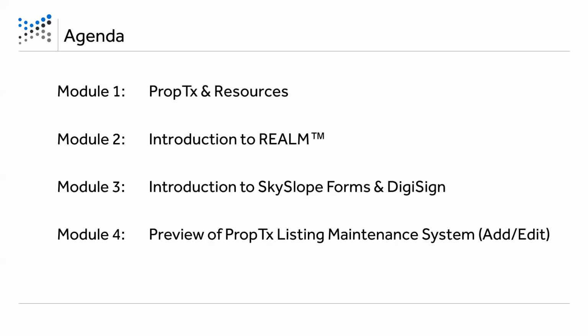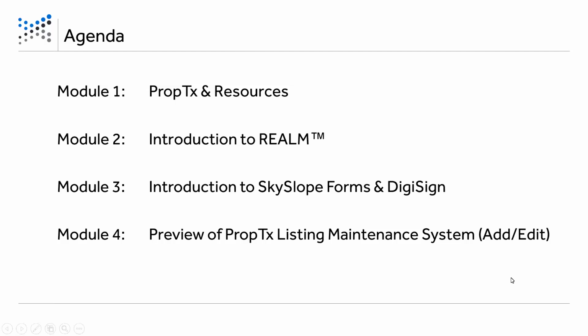SkySlope Forms is a digital forms provider, very similar to web forms. You'll continue to have access to web forms, but SkySlope is very popular amongst a lot of brokerages. Many brokerages are using SkySlope for their back-end brokerage management system. And so having the ability to integrate your front and back office just makes sense. So SkySlope Forms and their eSignature platform, DigiSign, is something that's included in the PropTx tools, and you'll have a preview of that today.